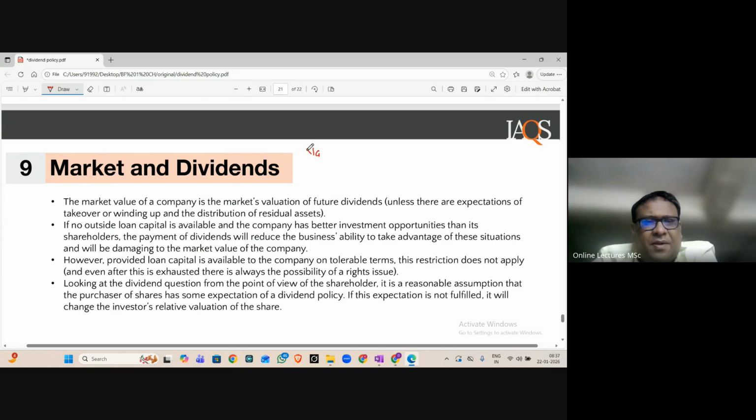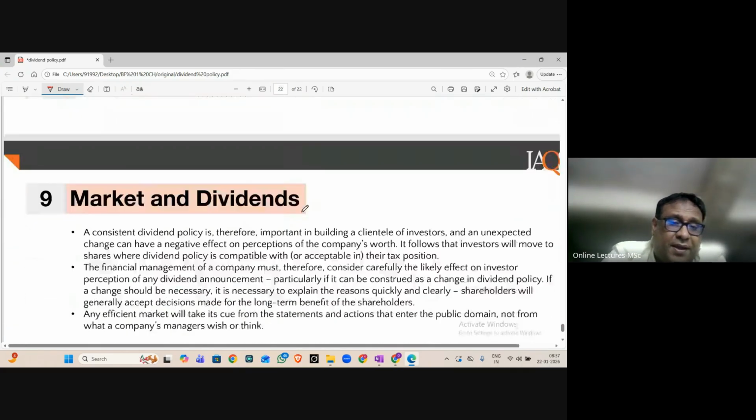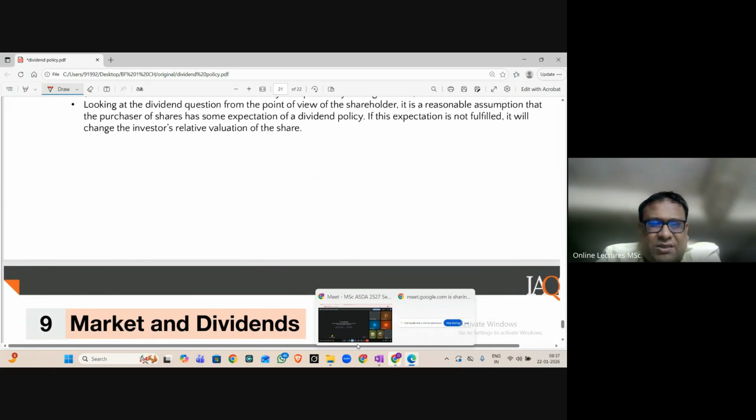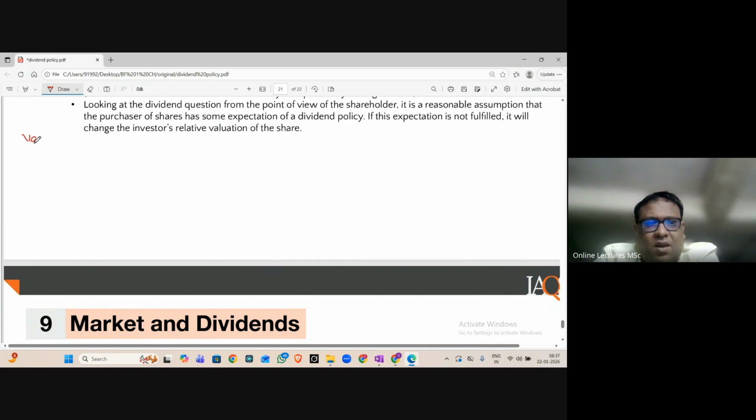See, remember, this is not part of your curriculum. We learn valuation of shares, where we try to predict the future cash flows of the company.